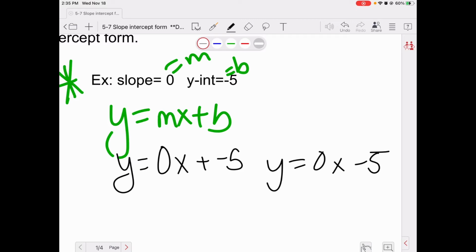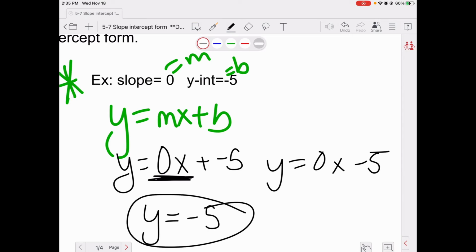And then I'm going to take this one step further because 0x is just 0, so it would be y equals -5, right? For either one. So you might be able to simplify some of them down further if the slope is 0 or if the slope is undefined. Okay?